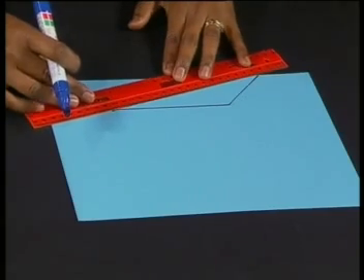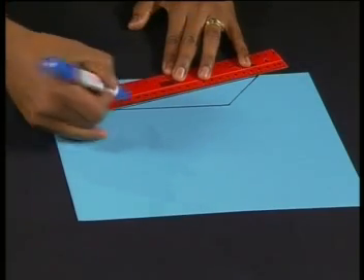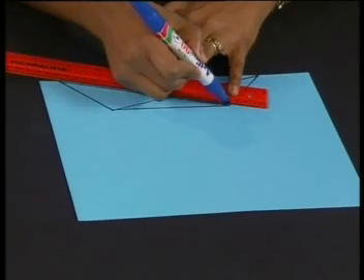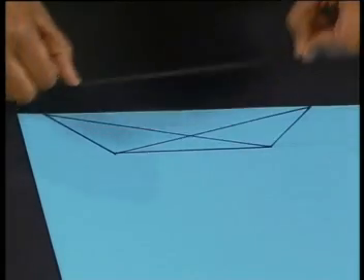Finally, let's look at the diagonals of the isosceles trapezium. Let's measure them using our string. This is the one diagonal. Let's check it with the other one. We found that they are equal.